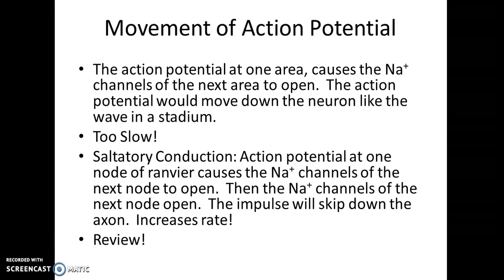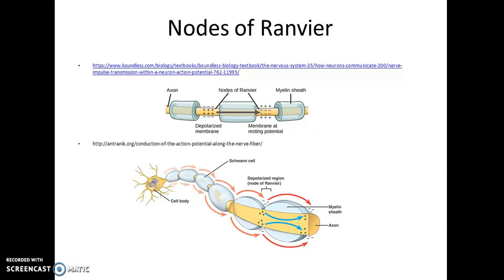Now with MS, you demyelinate, so our impulses are slower. Right there. The depolarization happens from node to node to node. So the impulse will skip down the axon.